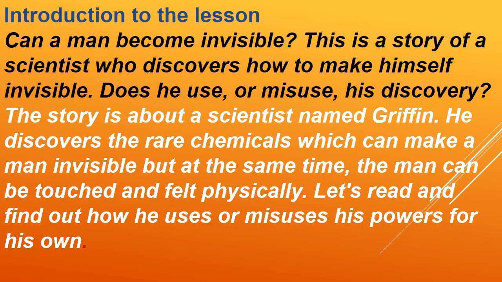This story is actually about a scientist, Griffin, who discovers a drug which makes a person invisible. So the story is about a scientist named Griffin. He discovers rare chemicals which can make a man invisible. But at the same time, the man can be touched and felt physically. It means he uses that drug for his personal gains and his body became transparent.